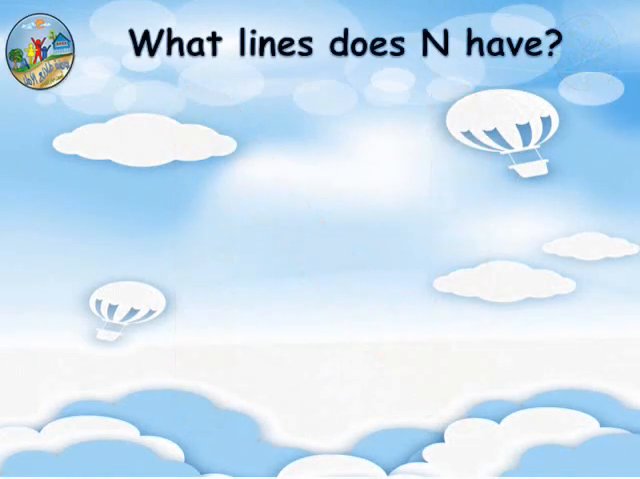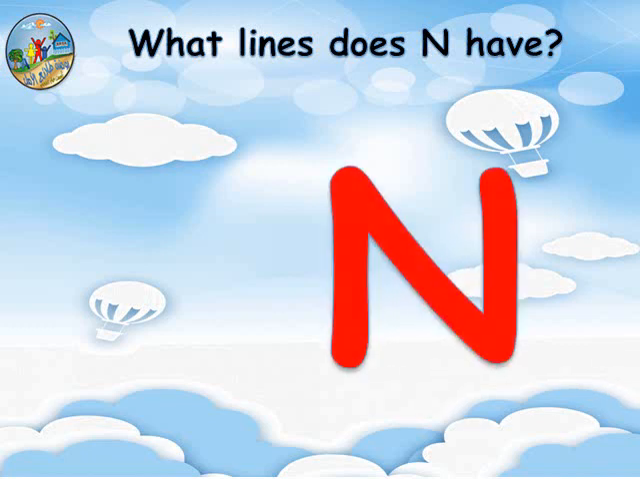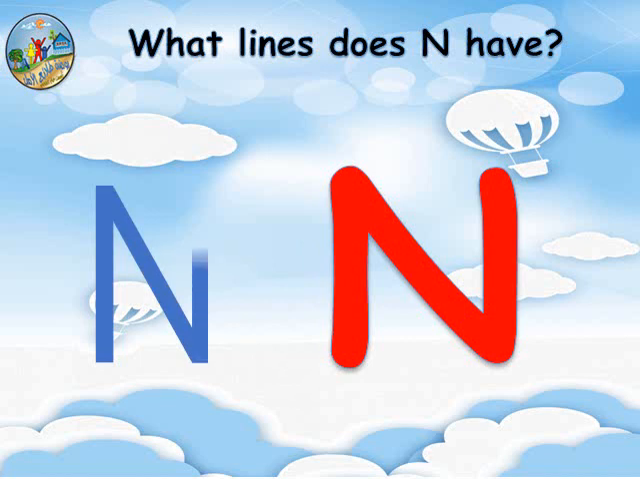What lines does capital Na have? Let's see. It has a standing line from up to down, a sliding line from up to down, another standing line from down to up. This is capital Na.